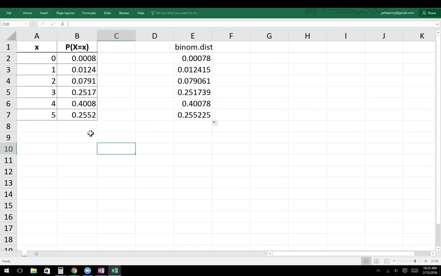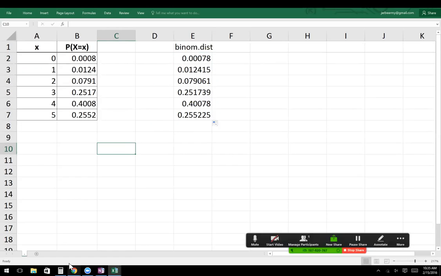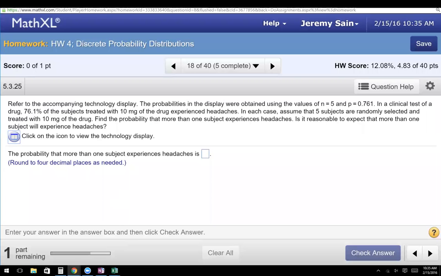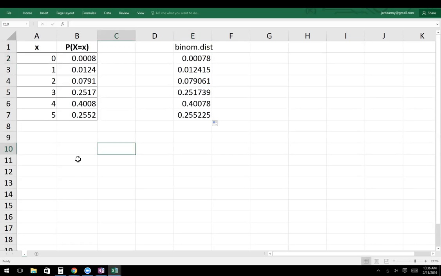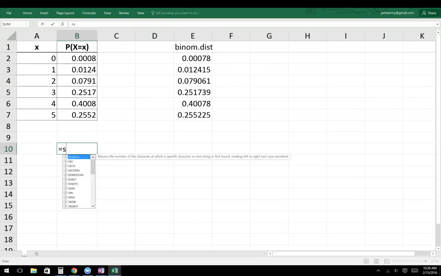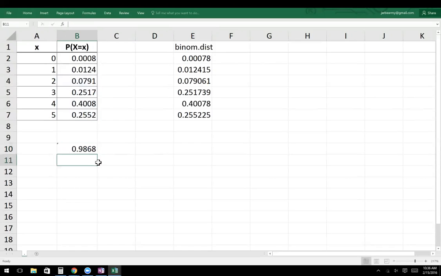guy. Okay, so if you want the probability of at least 2 people getting headaches, that's what they asked for, right? Yeah, more than one subject experiences headaches. So how would I do that? More than one is how many? 2, 3, 4, 5, right? So I go sum of the 2, 3, 4, 5. That's it.